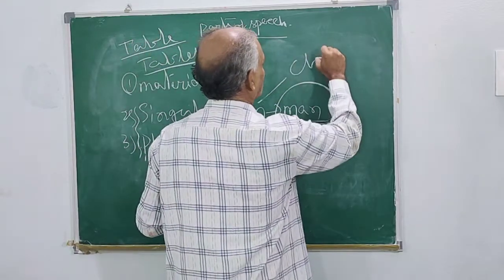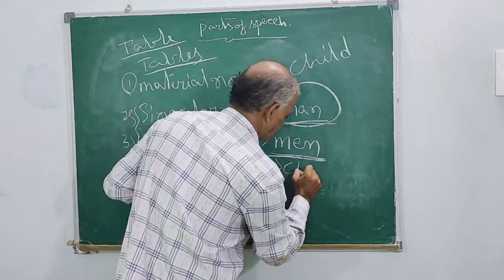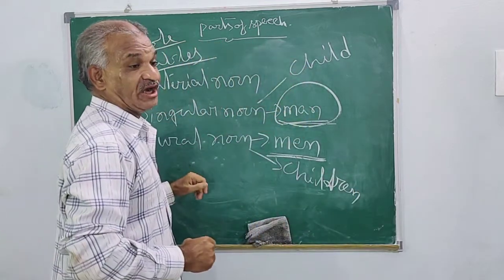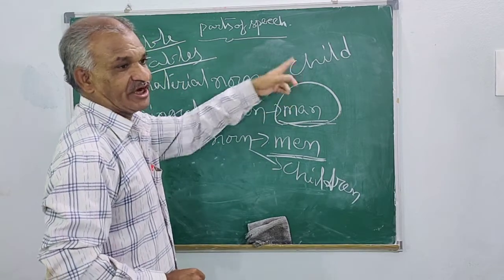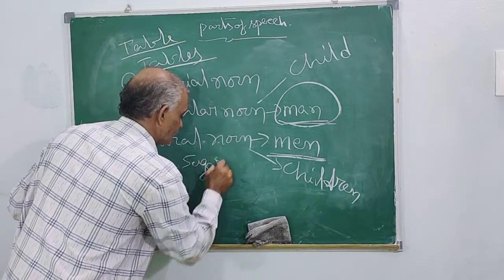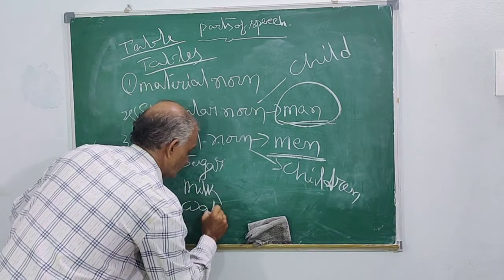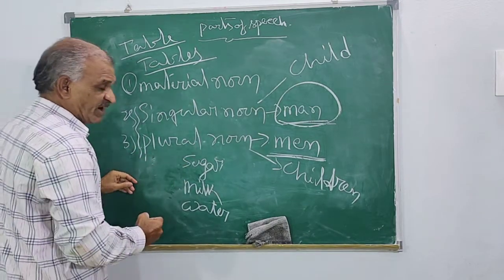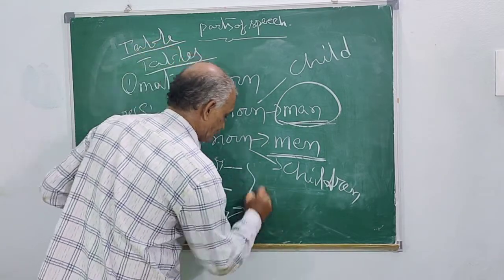Similarly, if it is one, it will be called a child. If it is plural, it is called children, because children is the plural form of child. Child is singular. But there are some nouns like sugar, milk, and water. Sugar is always plural. Milk is always plural. Water is always plural.